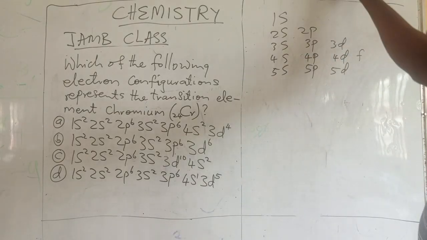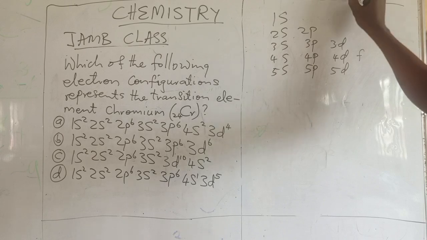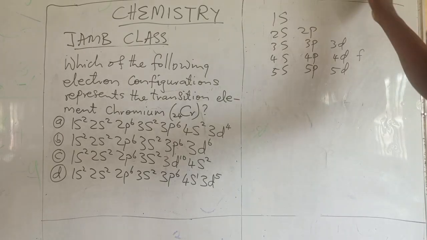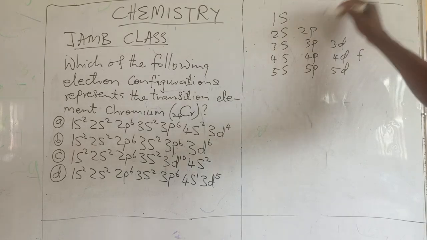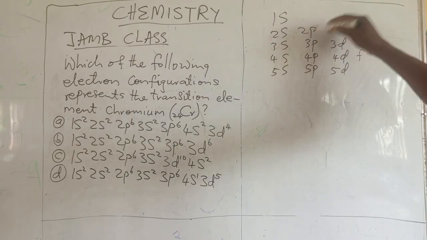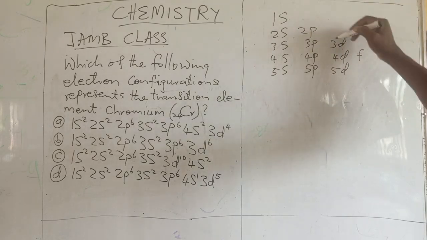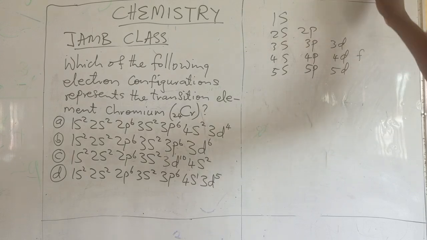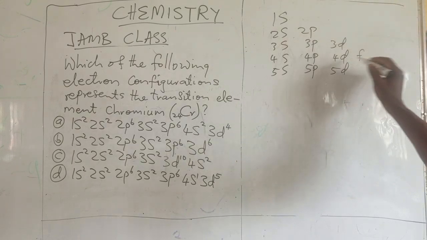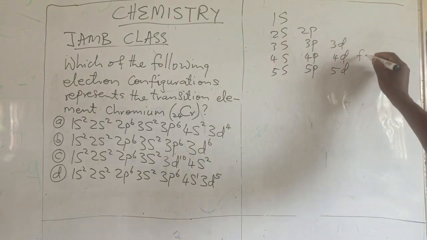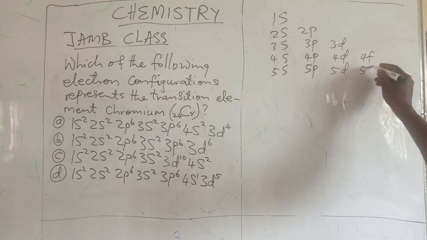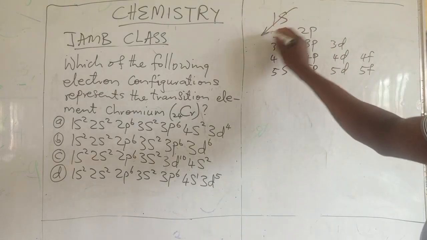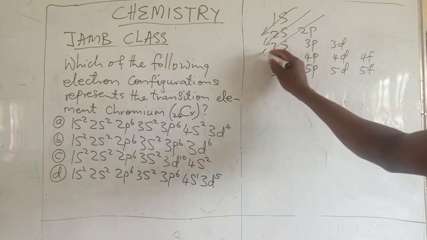Remember, s, p, d, f. So number 4: 1, 2, 3, 4. 1 started with s. 2, p started with 2 because it's number 2. d started with 3 because it's number 3. f is now starting with what? 4, because it's number 4. 4f and 5f.